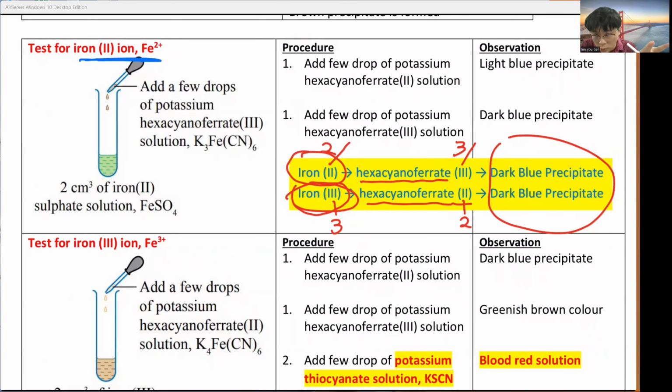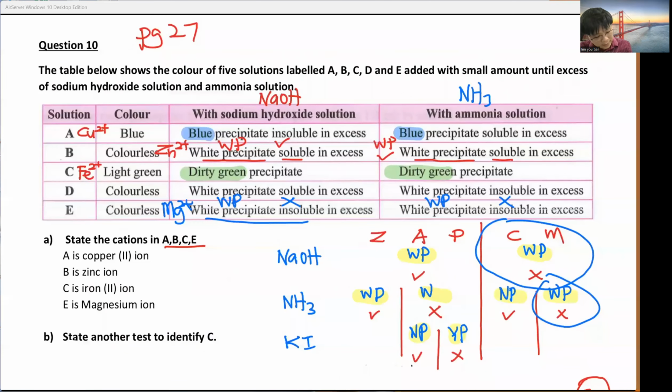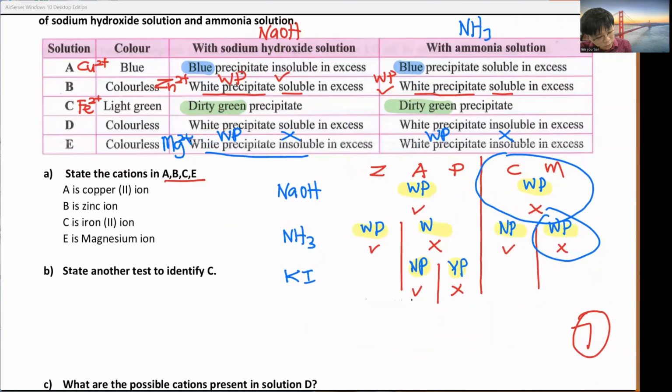So to test iron(II), you use potassium hexacyanoferrate(III). To test iron(III), you use potassium hexacyanoferrate(II). Then you get a dark blue precipitate. You're okay with this, isn't it? So now they ask you, how do you test iron(II)?